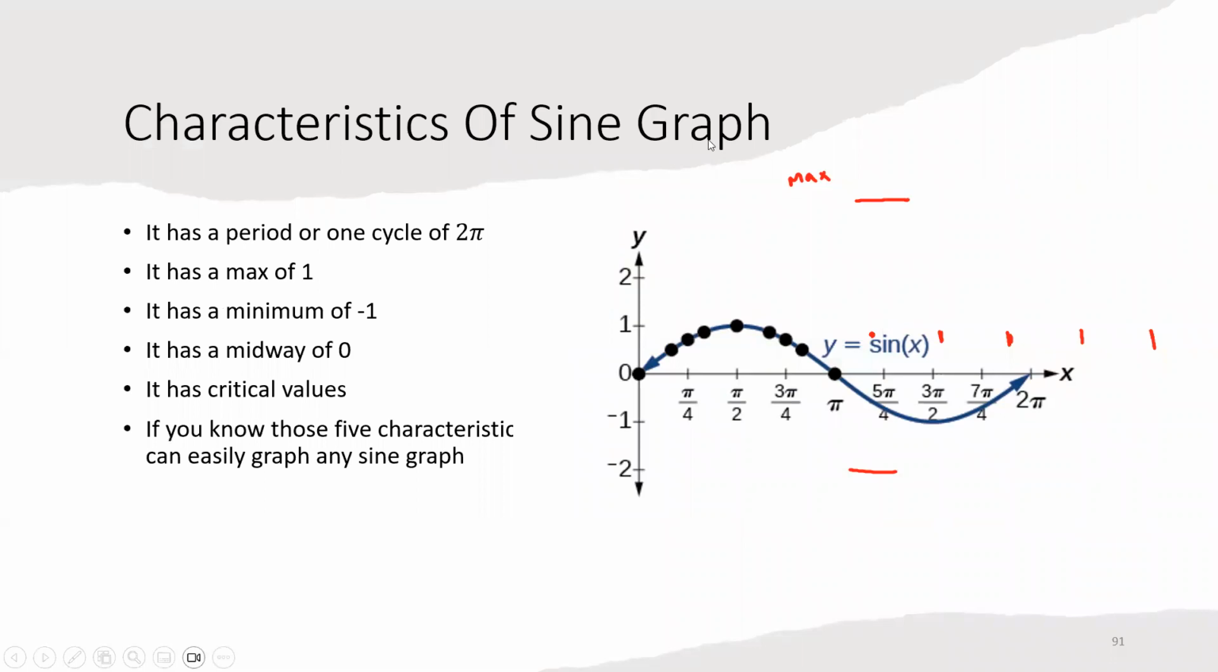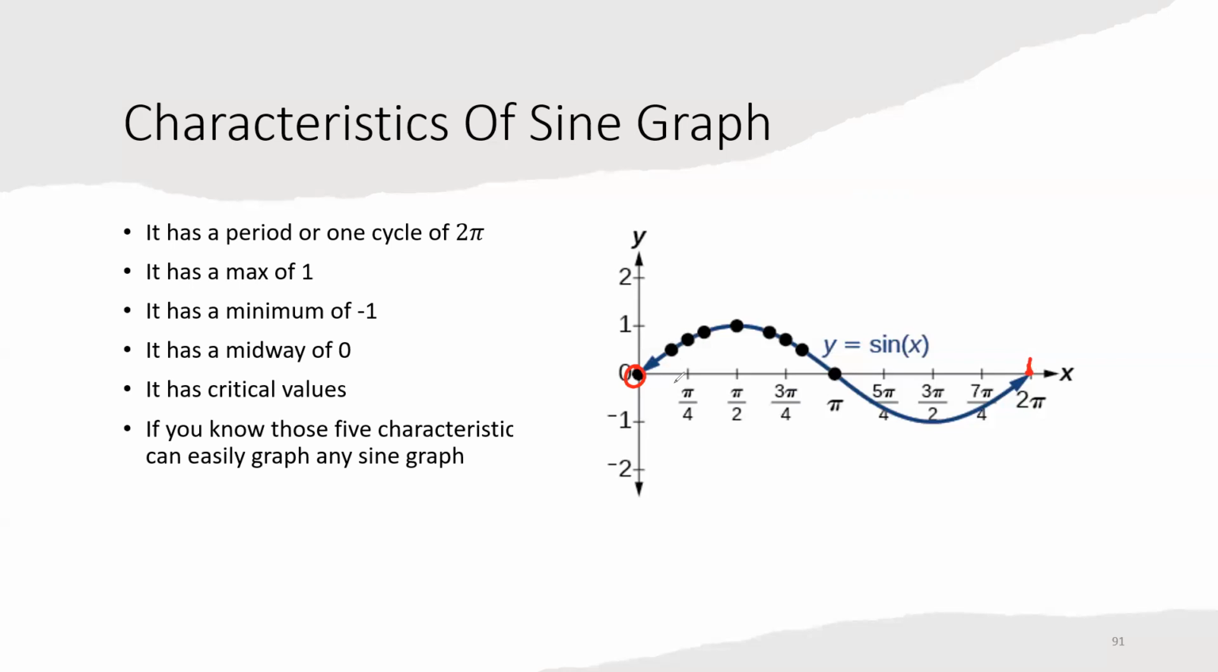Okay, let's talk about the characteristics of a sine graph. It has a period, or one cycle, of 2 pi. So what do they mean by period of 2 pi? As you can see over here, this is one cycle. See how it started at 0, so it's going to end at 0. That's how you know you have one completed cycle.